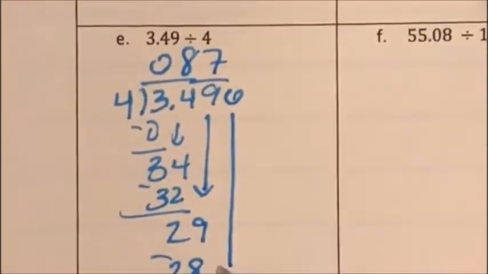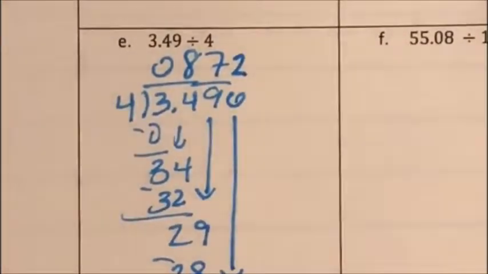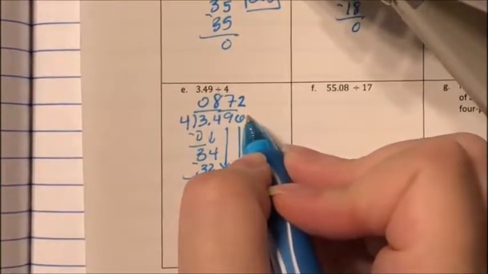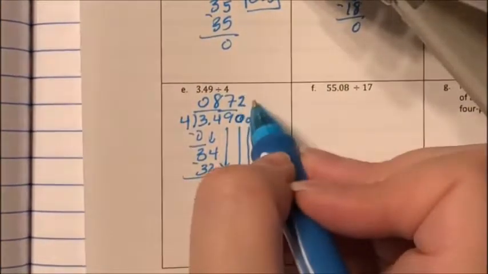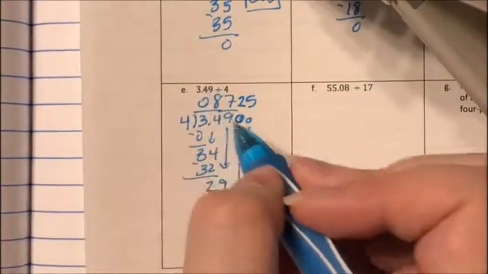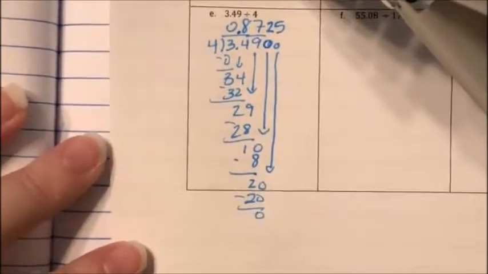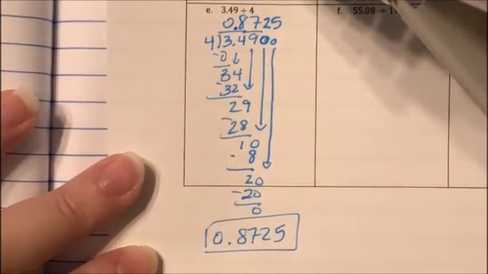I'm going to annex a 0, bring it down. 4 goes into 10 2 times. 2 times 4 is 8. I subtract and get 2. I'm going to annex another 0, bring it down. 4 goes into 20 5 times. 5 times 4 gives me 20. I subtract and get 0. Okay. Then I move my decimal up to the top, so my answer for letter E is going to be 0.8725.